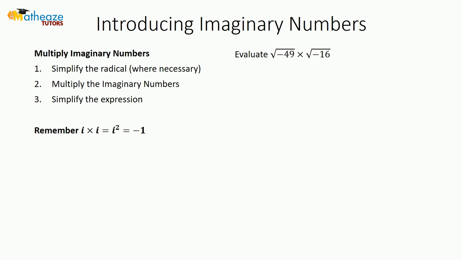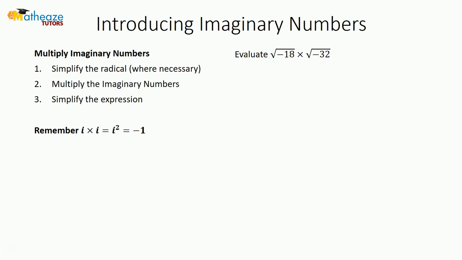Now let's look at this one here, square root of -49. So the square root of 49 is 7, and then we have an i because it's a negative sign, multiplied by the square root of 16, which is 4, and then we have an i. So this is going to give us 28i squared, which is 28 multiplied by -1, which is going to end up being -28.